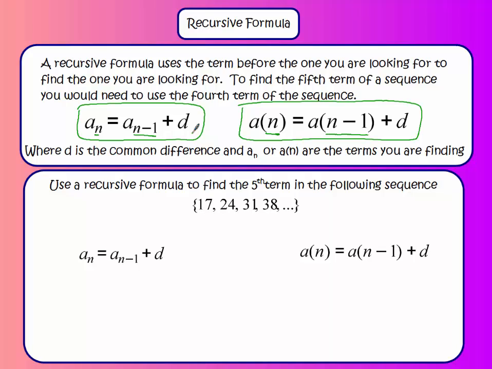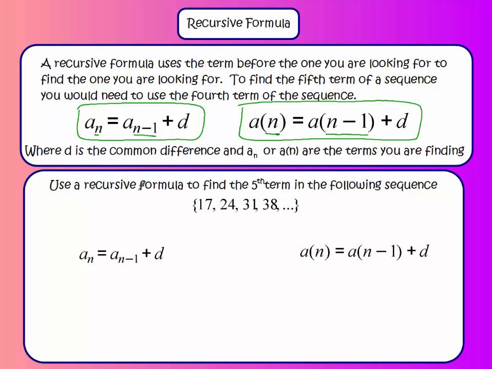Same thing over here, A of n minus 1. So whatever n was, say n was 7, n minus 1 is 7 minus 1, which is 6. Again, the sixth term is 1 less than the seventh term. I just use the sixth term and add the common difference, and I get the seventh term. So we need to know the common difference. So let's look down here.